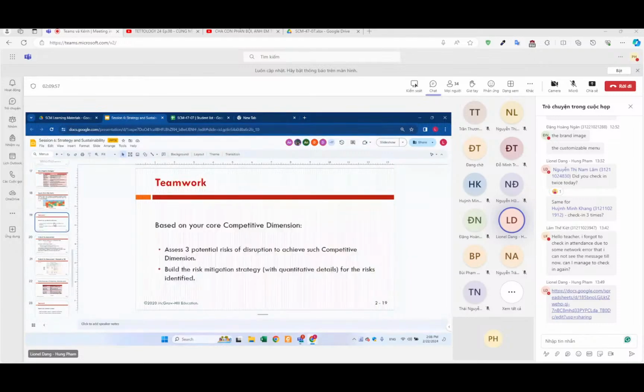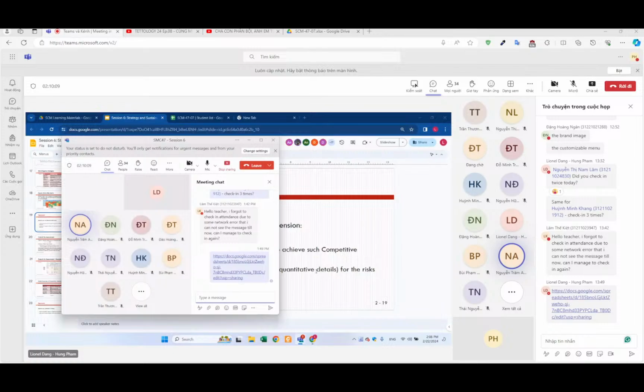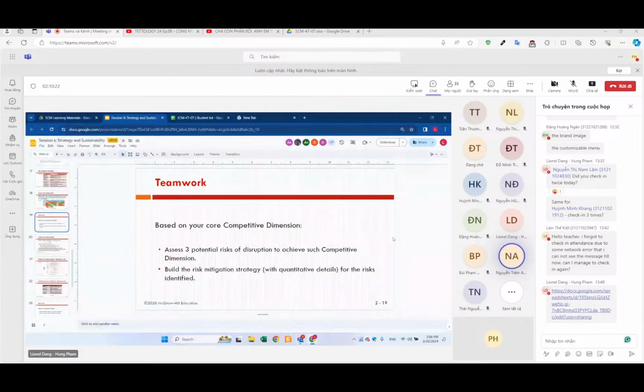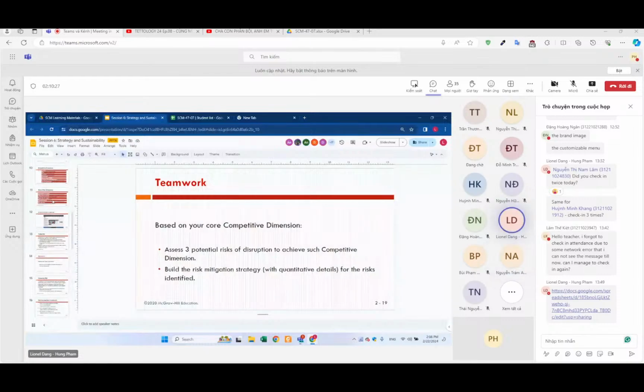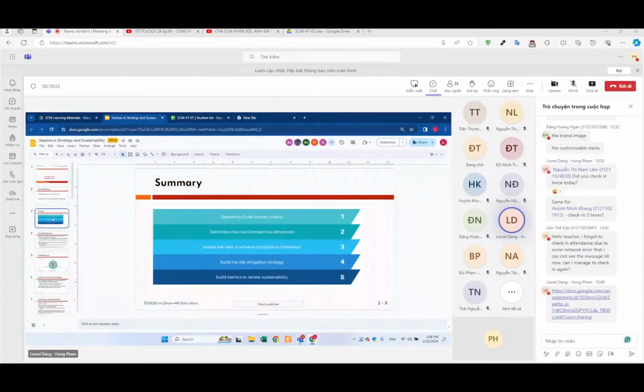So this is asking for you to assess the potential risk and then build the risk mitigation strategy. You understand? So we only choose which dimension has the highest impact in terms of the risk, and then we will give the mitigation strategy to it, right? Or we have to give all of it. No, you only focus on the risk related to your competitive dimension.